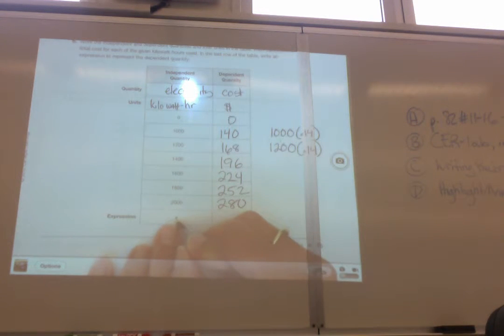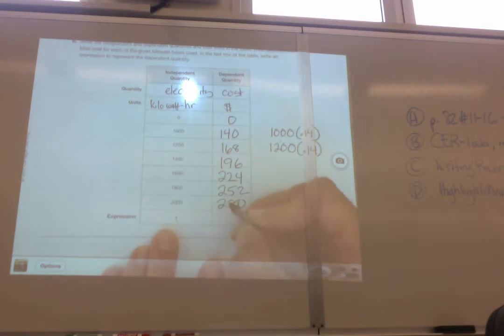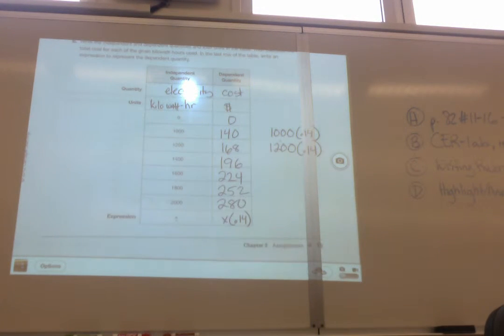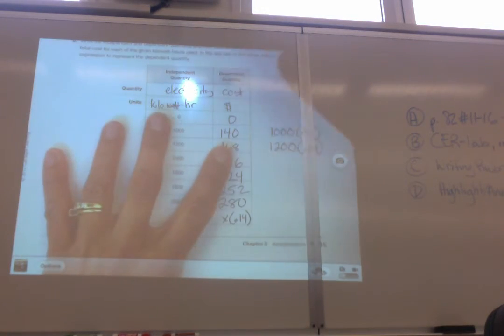Okay, we have an expression we need to write. If you have X, what are we doing to any independent quantity to get the grand total? Multiply. So X times 0.14. Doesn't matter who's in front. If you have 0.14X, that's okay as well. Multiplying, it doesn't matter who's in front, who's in back. All right? So that was page 1.